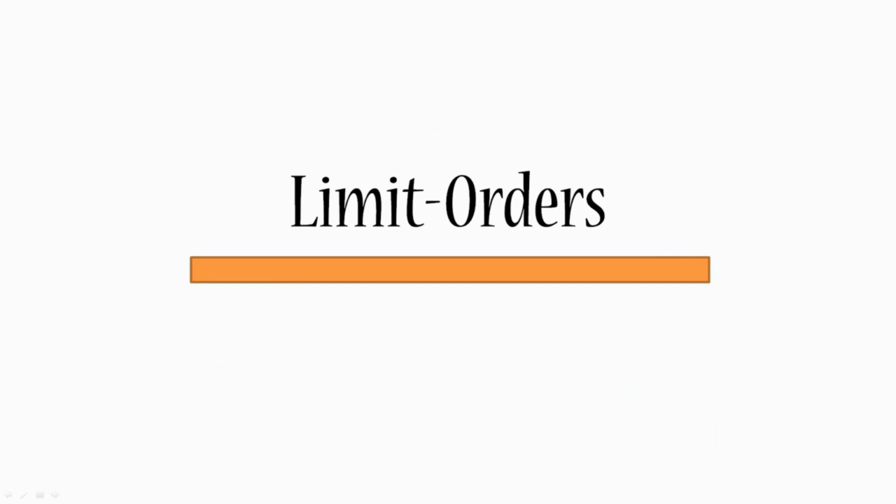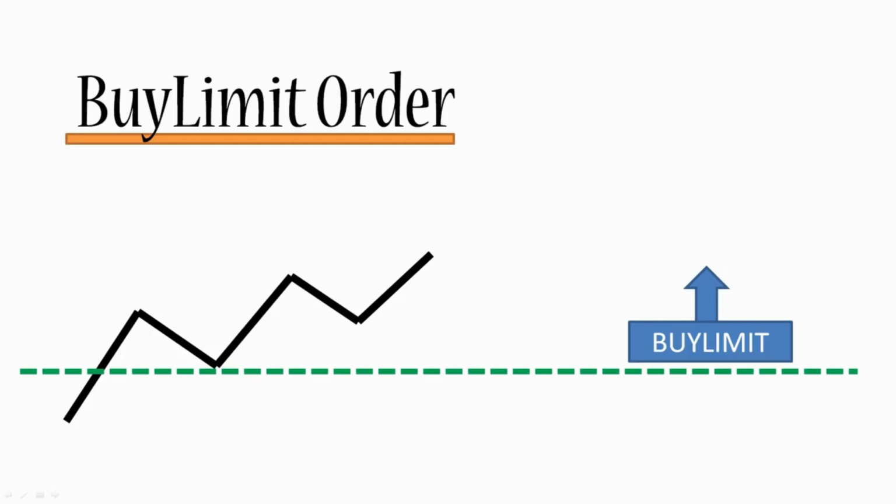Limit orders. Limit orders are similar to stop orders, but they may be a little more complicated to remember how they work, but we'll get the hang of it. A buy limit order is actually set below the market. What you're anticipating is for the market to go down, touch your order, cross it, and then go back up. So you're anticipating a recoil. You think that yes, the market will go up, but first it will go down.